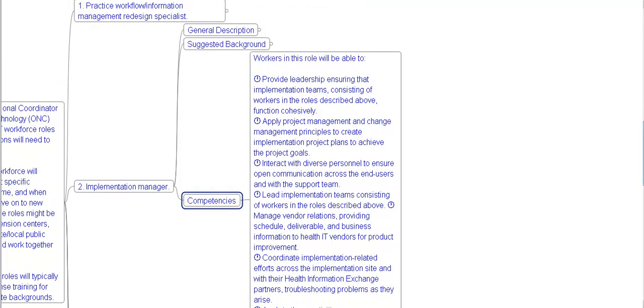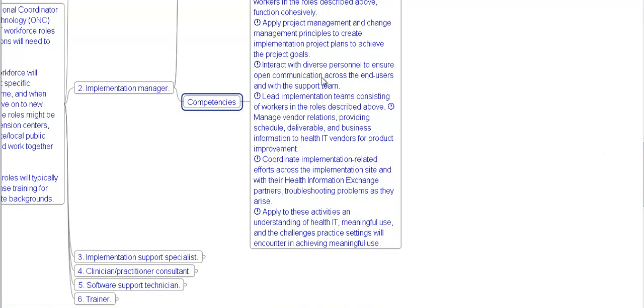Workers in this role will be able to provide leadership, ensuring that implementation teams consisting of workers in the roles described above function cohesively. Apply project management and change management principles to create an implementation project plan to achieve the project goal. Interact with diverse personnel to ensure open communication across the end users and with the support team.